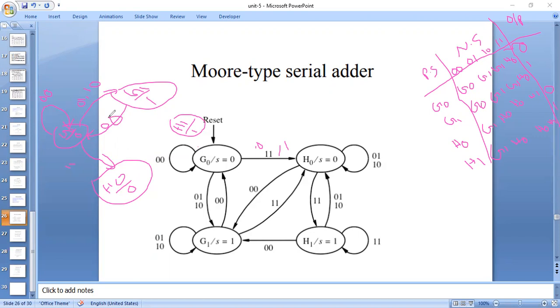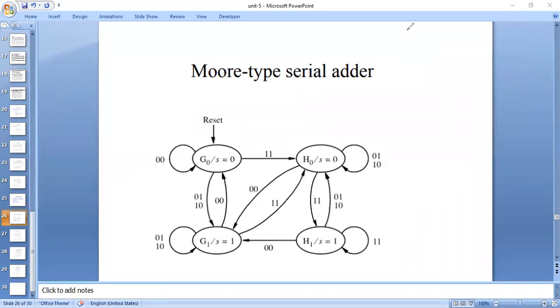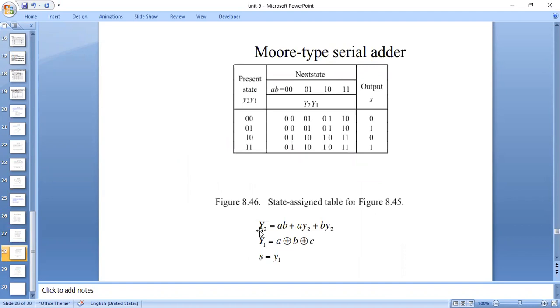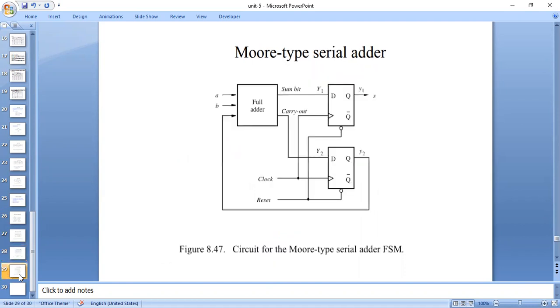So simply, you can convert the Mealy machine into a Moore machine. If you know the Mealy machine, you can convert it into a Moore machine. So this one is the serial adder in Mealy and Moore. From this state diagram, again you have to draw the state table, and from that state table you have to derive the expressions, and after that you have to draw the logic diagram using flip-flops.